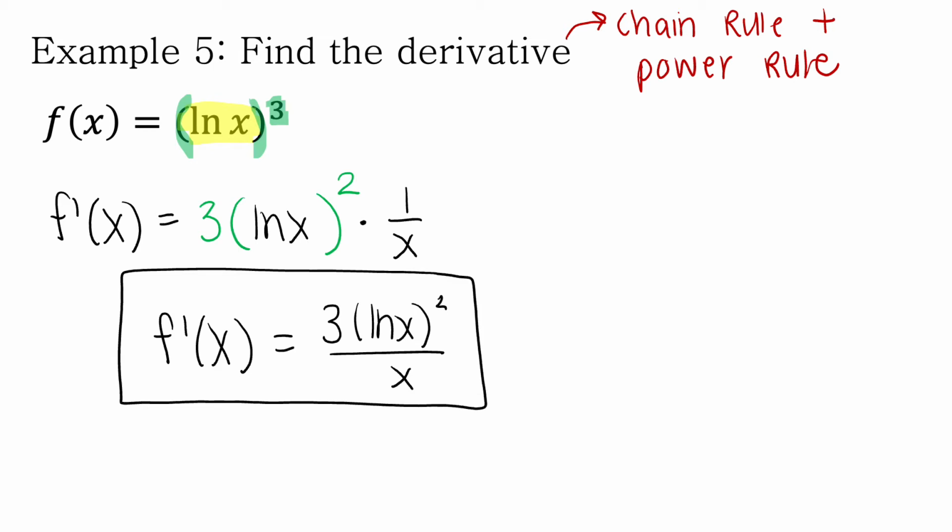So in those first 5 examples, we looked at very basic how we take the derivative of the natural log function using the chain rule, the power rule, the product rule, and the quotient rule. If you have any questions on those first 5, now would be a great time to pause the video and ask your teacher before we move into some more complex examples.